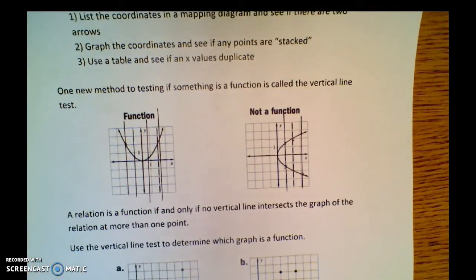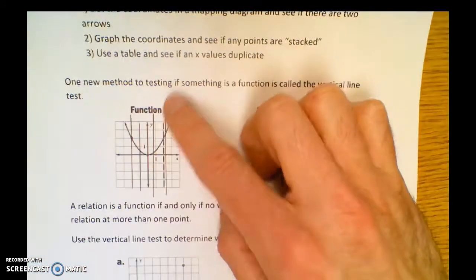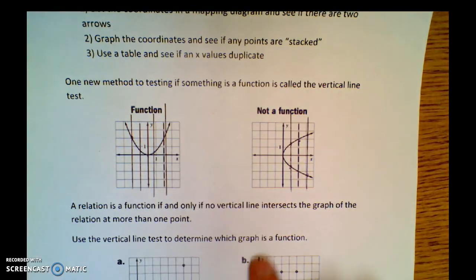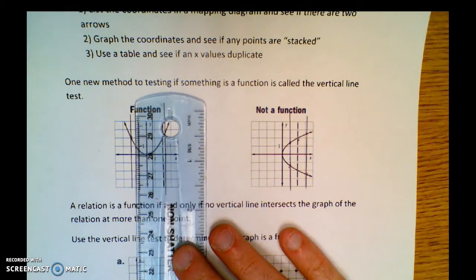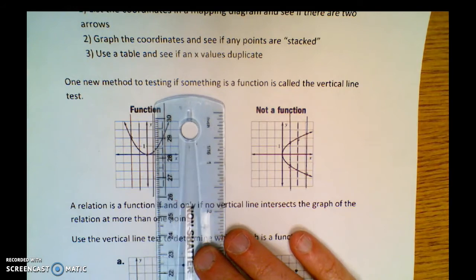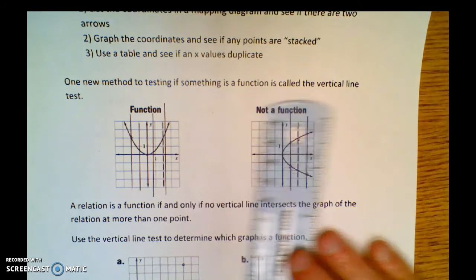So a relation is a function if and only if no vertical line intersects the graph of the relation at more than 1 point. So the vertical lines are just hitting it at 1 point. So use the vertical line test to determine whether each graph is a function. So if I slide my ruler, I'm only hitting 1 point there. 1 point, 1, 1, 1, and 1. So this one is a function.